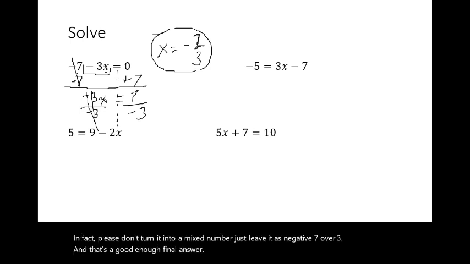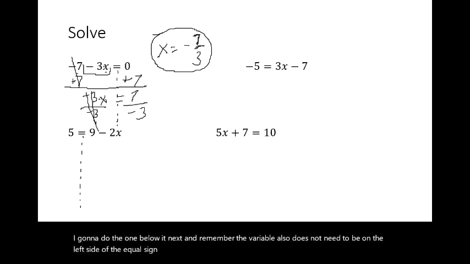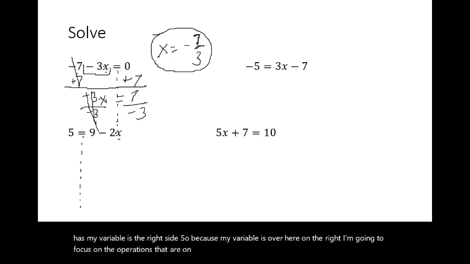I'm going to do the one below it next. And remember, the variable also does not need to be on the left side of the equal sign. You always start with the side that has your variable. So the side that has my variable is the right side. Because my variable is over here on the right, I'm going to focus on the operations that are on the right side of the equal sign.